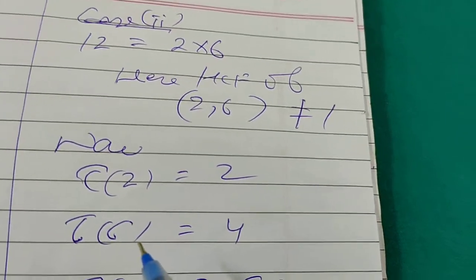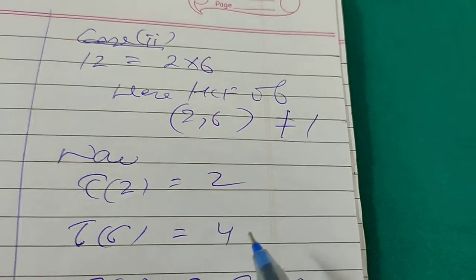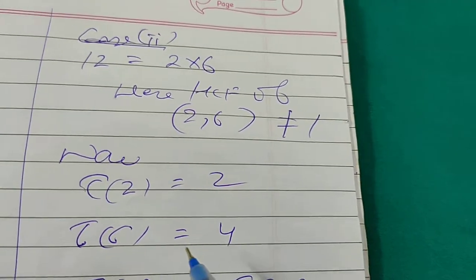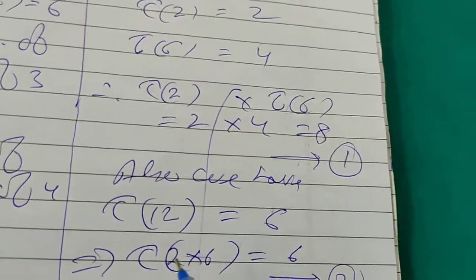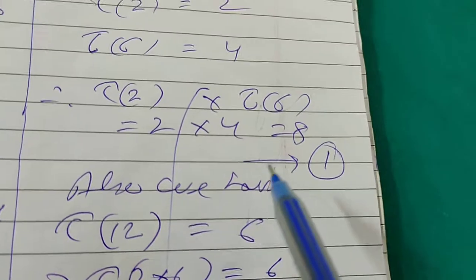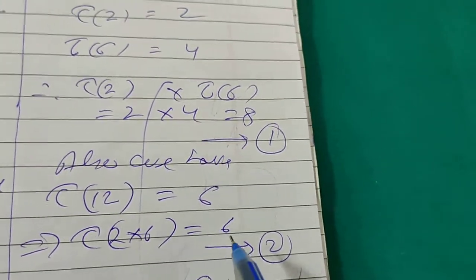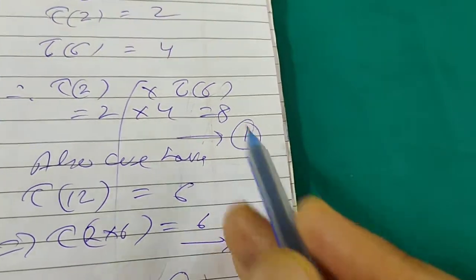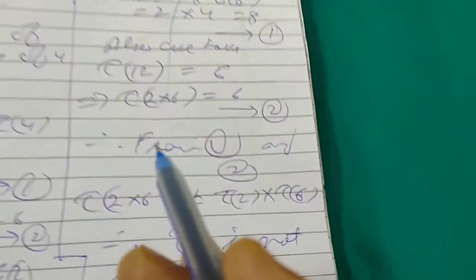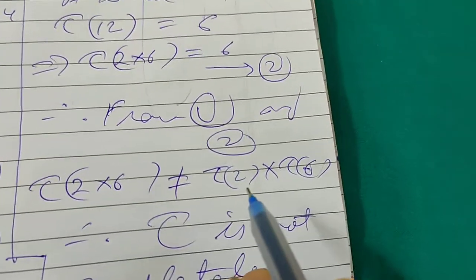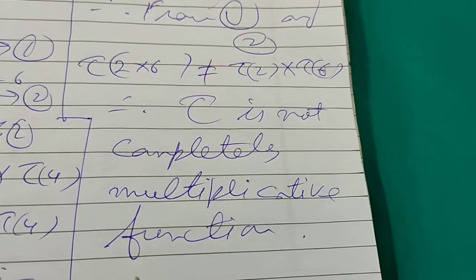Then we are having tau of 6. How many numbers can divide 6? 1, 2, 3 and 6. So tau of 6 will be 4. Now if you multiply tau of 2 and tau of 6, what will we get? 2 into 4, and that is 8. And what is tau of 12? Initially we have obtained that it is 6. So we can also write tau of 12 as tau of 2 into 6, so that is 6. So from 1 and 2 we can see that they are not equal, that is, tau of 2 into 6 is not the same as tau of 2 into tau of 6. Therefore tau is not a completely multiplicative function.